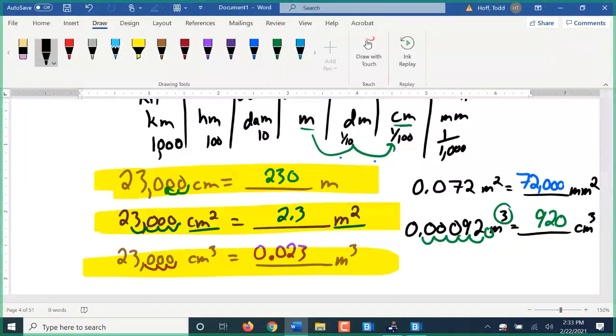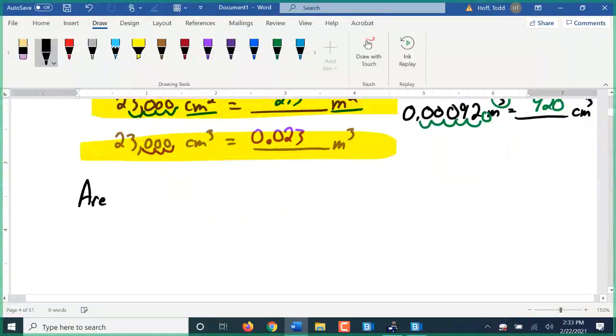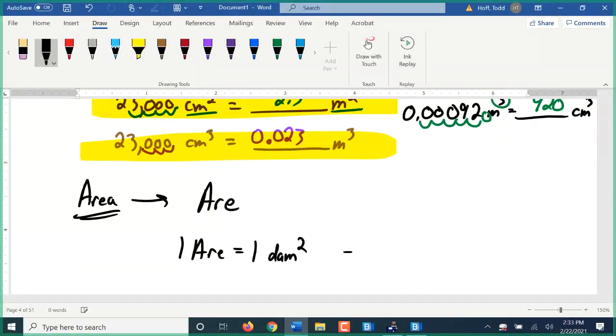Now we saw that in the standard system we had the unit of 1 acre for area. In the metric system, the area unit is an are, A-R-E. An are, 1 are. The only place I've ever seen a decameter used is 1 square decameter, or 100 square meters, which would be 10 by 10, which would be a square decameter.